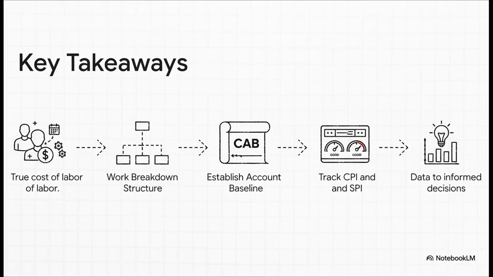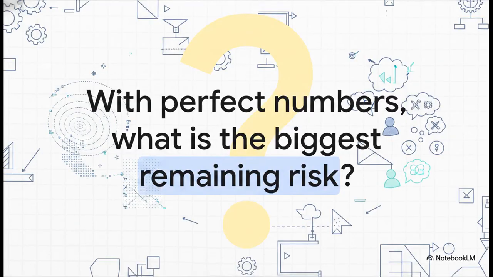So let's quickly recap the big takeaways here. First, always calculate the true cost of your people. Second, use a work breakdown structure to get organized. Third, build that control account baseline and treat it as your master plan. Fourth, keep a constant eye on your CPI and SPI. And finally, remember the whole point is to use this data to make smart decisions, not just to fill out a report. So I'll just leave you with this one final thought to chew on.